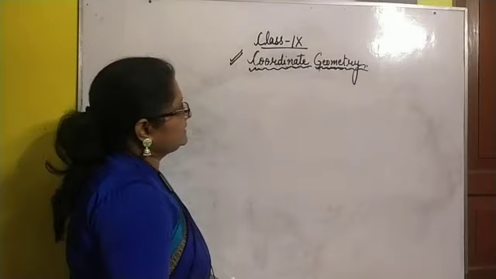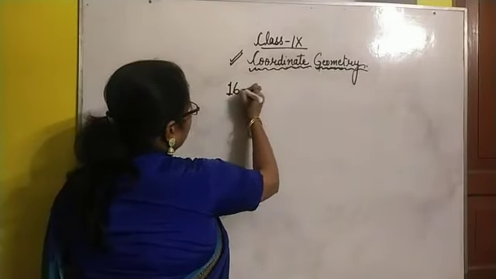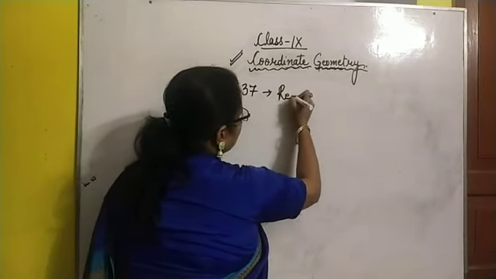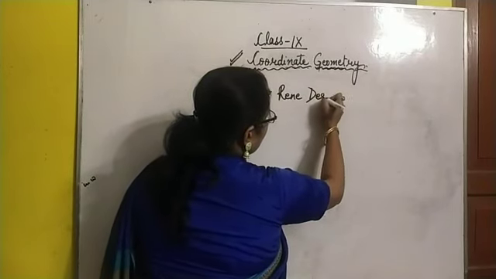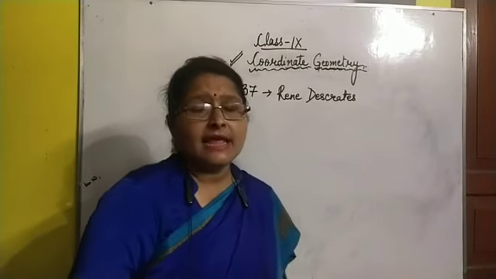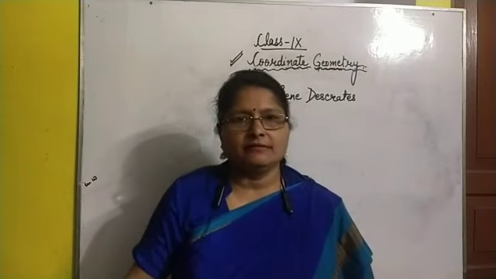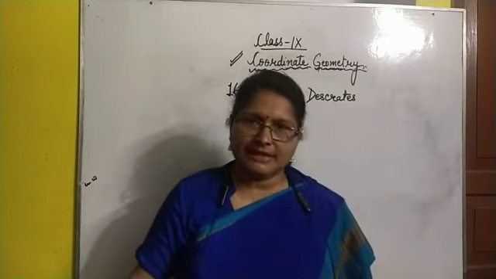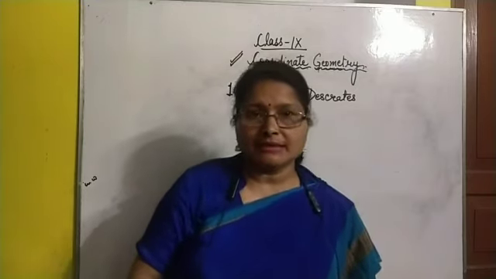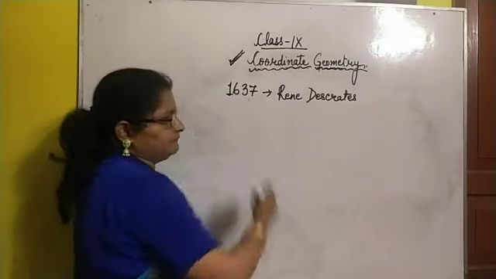So I will start from the 17th century. In 1637, a French mathematician named René Descartes introduced an idea of finding the position of a point in a plane surface. This idea gave rise to a new branch of mathematics that is known as coordinate geometry.